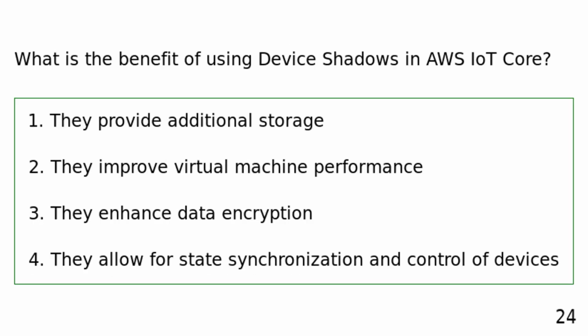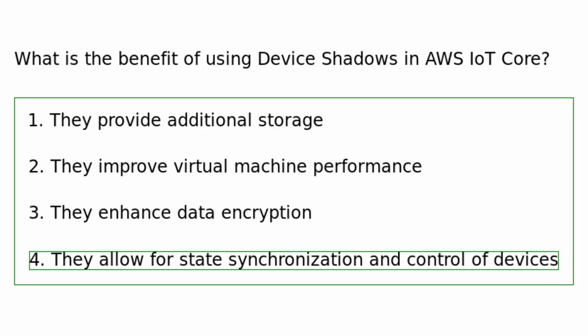What is the benefit of using device shadows in AWS IoT Core? They provide additional storage. They improve virtual machine performance. They enhance data encryption. They allow for state synchronization and control of devices. Device shadows enable state synchronization and remote control of IoT devices.